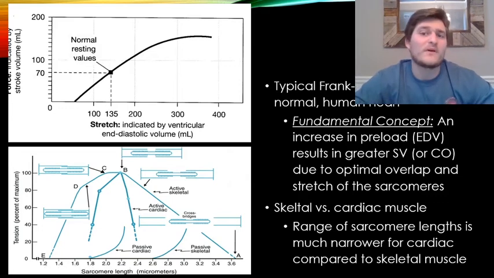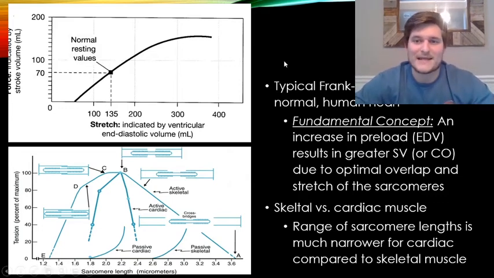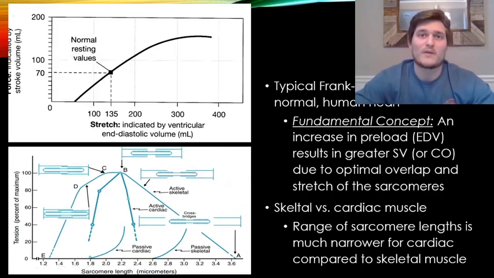So to review, the fundamental concept of the Frank-Starling mechanism of the heart is that an increase in preload or an increase in end diastolic volume will lead to greater stroke volumes and greater cardiac outputs because of the stretch of the sarcomere, which leads to more optimal overlap for myosin and actin, that can create more cross bridges when that cardiac muscle cell is activated.